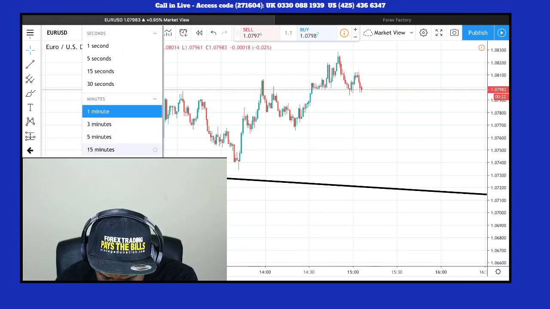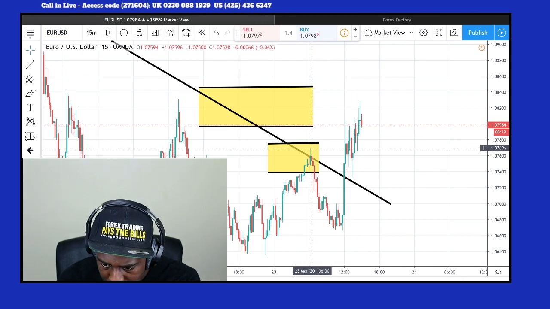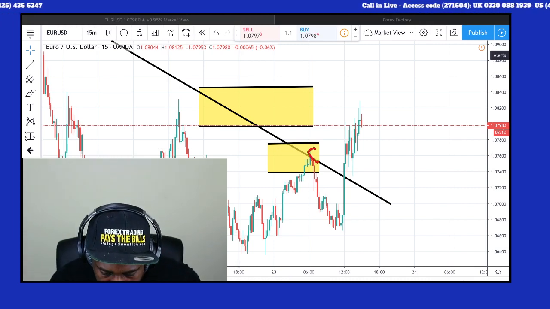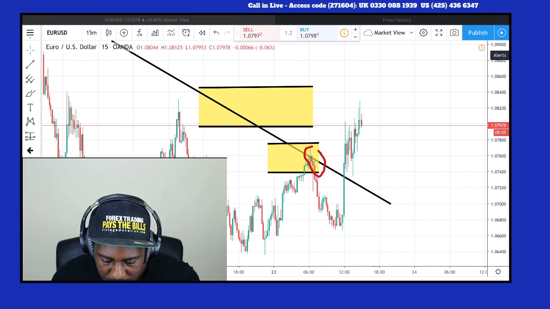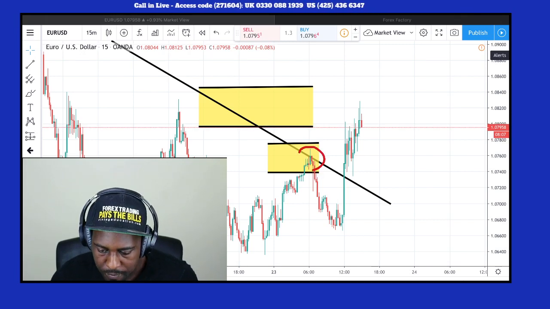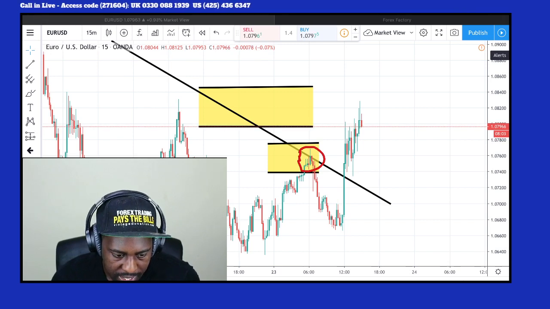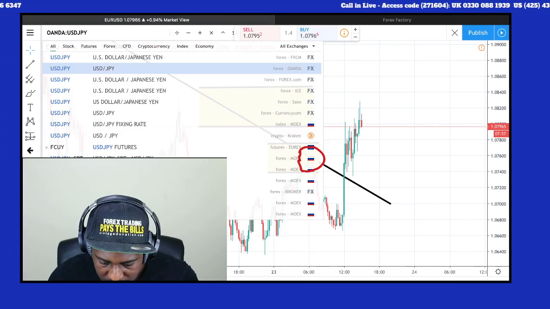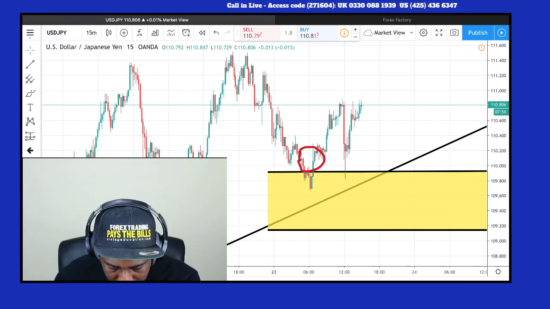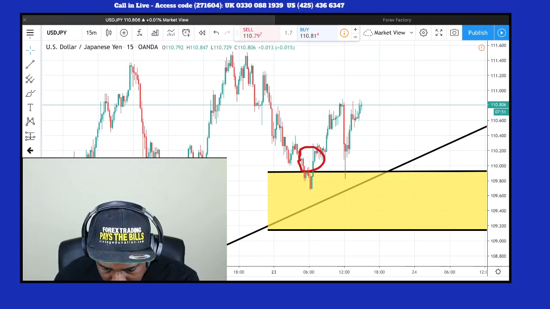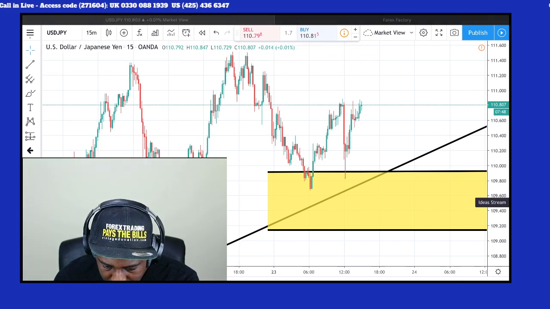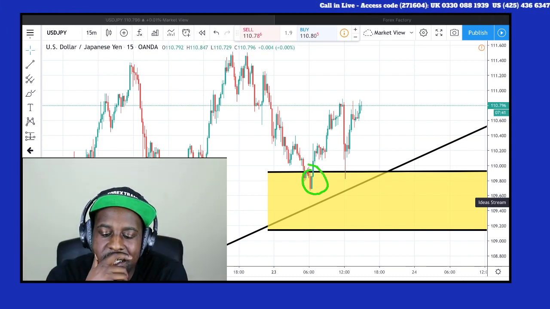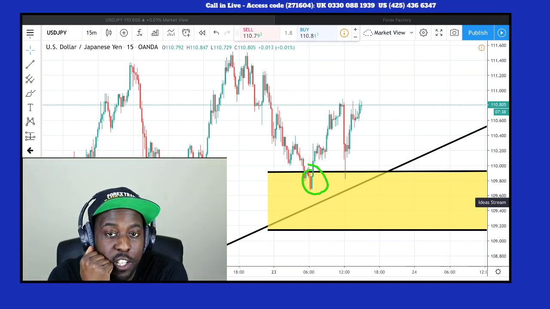Look at the time. Look at 6 o'clock, 6:30. These markets, the euro dollar was providing this opportunity. Okay. And the USD JPY was doing the same. 6:30, 6-ish, 6 o'clock. So when you think about it like this, this is just to start the week. There's already been 2 solid opportunities based on our analysis.